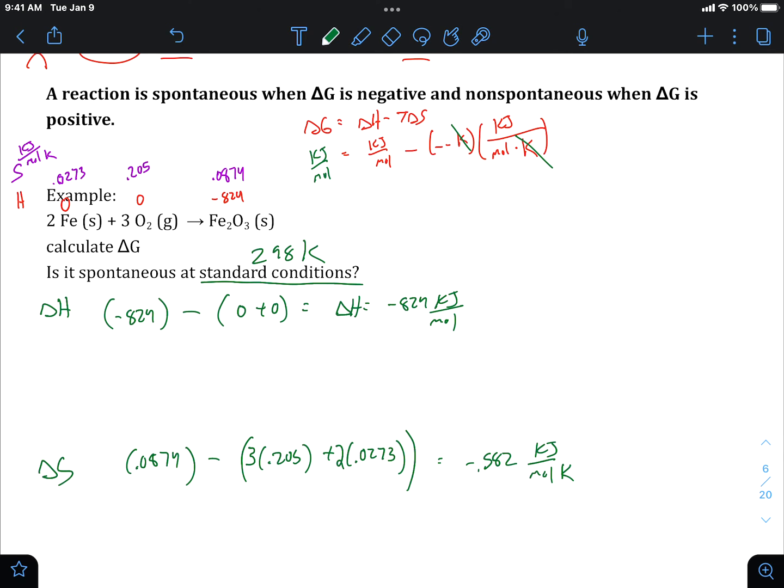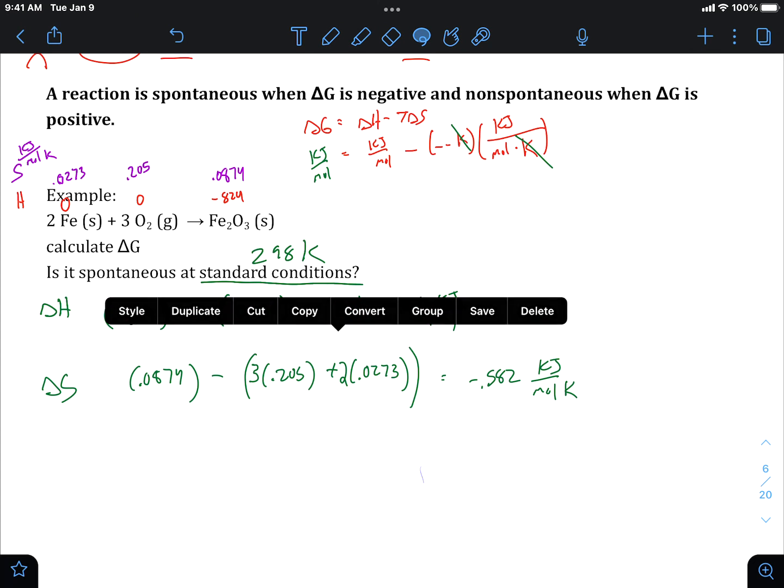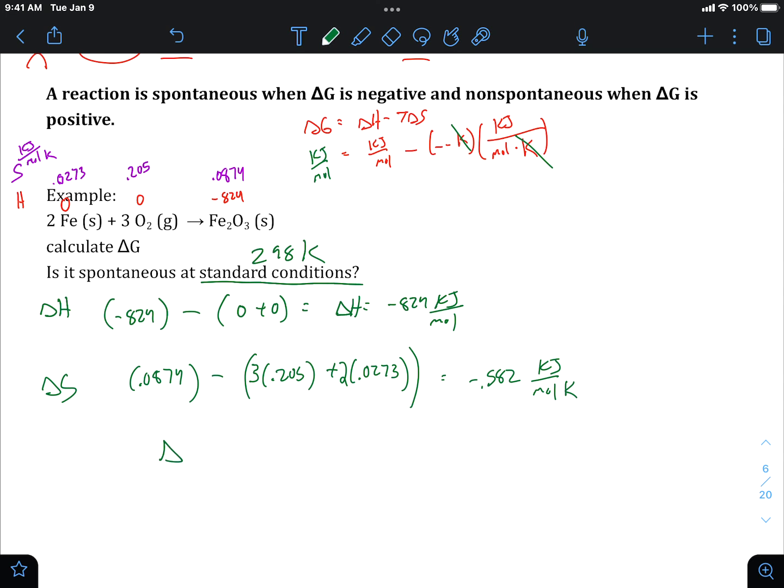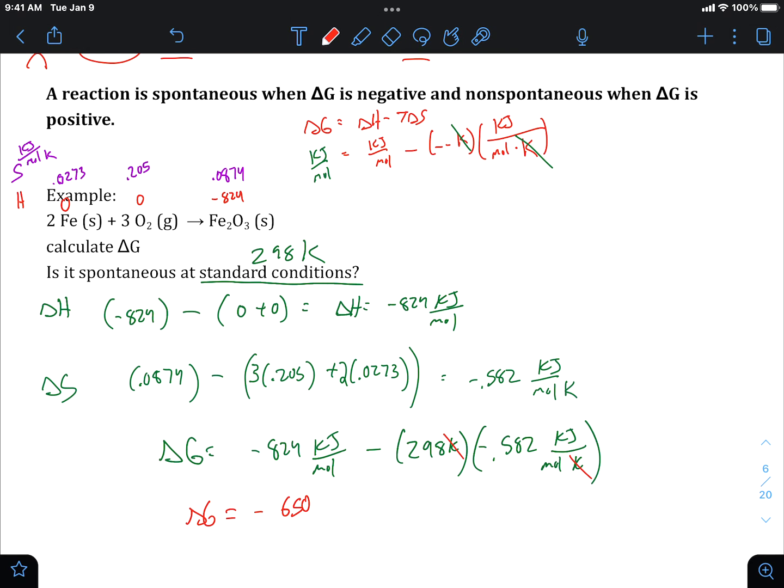Okay, so we just plug them in. Delta G is equal to negative 824 kilojoules per mole. That's my delta H, minus the temperature, which they said was standard, 298 Kelvin, multiplied by negative 0.582 kilojoules per mole Kelvin. Kelvins cancel. Let's see what we get. All right. The outcome is that my delta G is negative 650 kilojoules per mole.